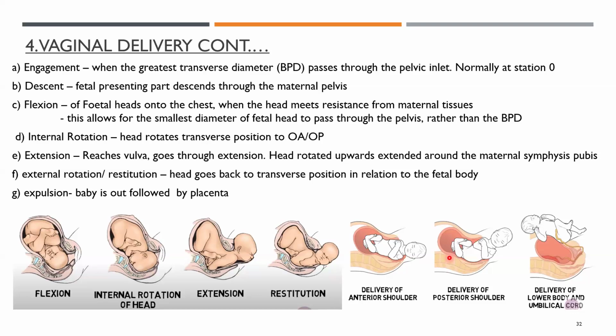You have engagement, and then there's descent into the maternal pelvis. To get the smallest head diameter, you have flexion, followed by internal rotation so that it can go through the largest diameters. Then there's extension to get it out, but it cannot stay in extension. So it needs external rotation and restitution to get back into the neutral phase, and then expulsion.